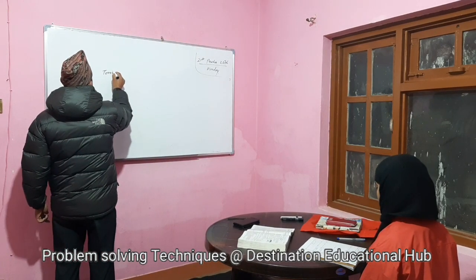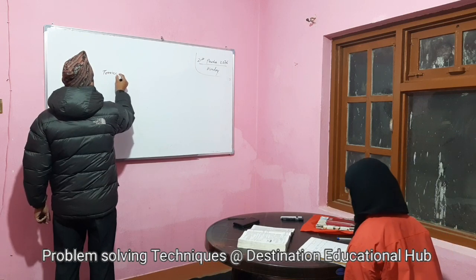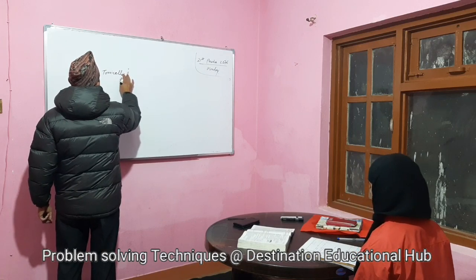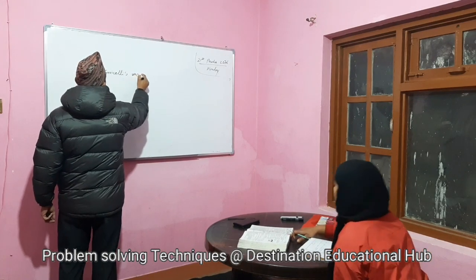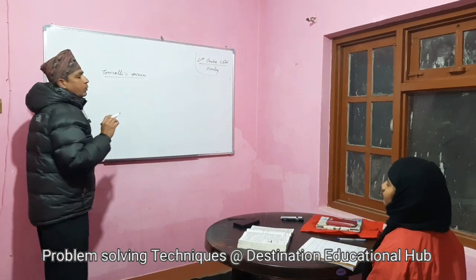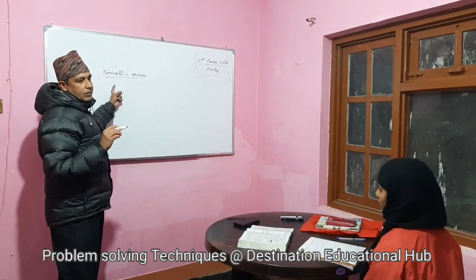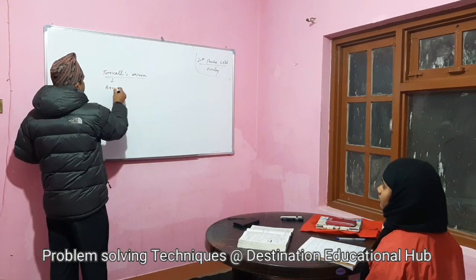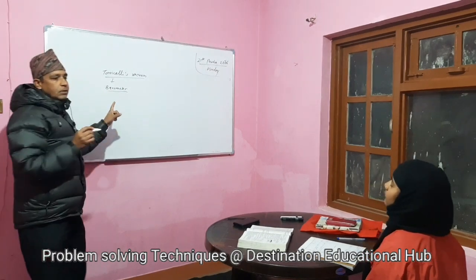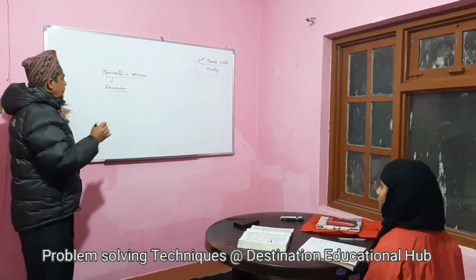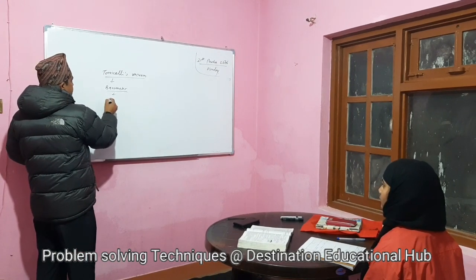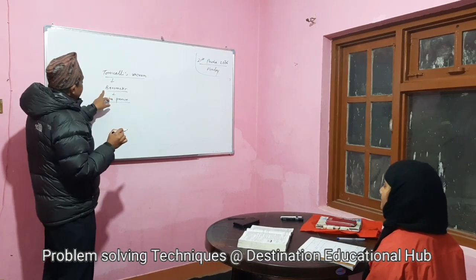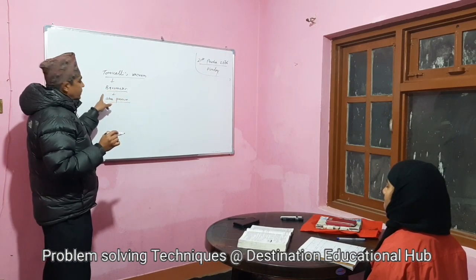Torricellian, T-O-R-R-I-C-E-L-L-I. Torricellian vacuum. Good. First of all, we have to know what Torricelli means. Torricelli means the person who invented the barometer. What is a barometer? A barometer is a device used to measure atmospheric pressure. Torricelli was the scientist who invented the barometer.